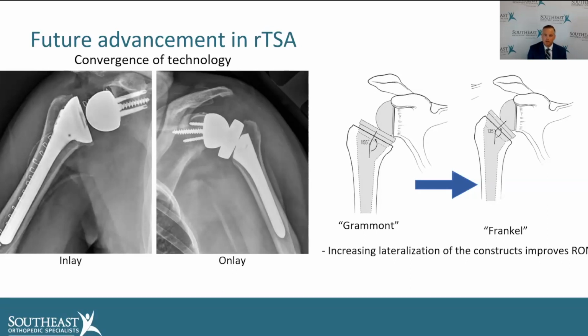The other advancement I think we'll see on the humeral stem: initially Grammont's stem was a 155 degree, non-anatomic angle cut on the humerus. We've seen a transition to the Frankle style stem, which is a 135 degree angle on the neck. This has been associated with lateralization of the implant and led to better range of motion, without any deficits in stability.